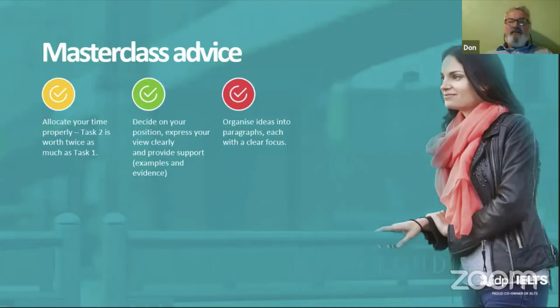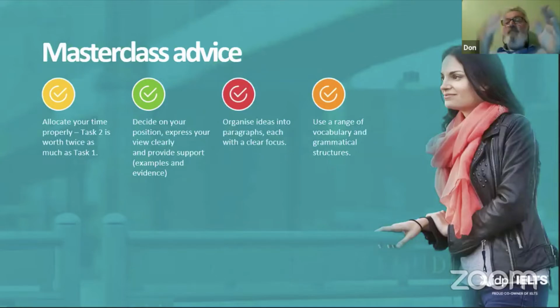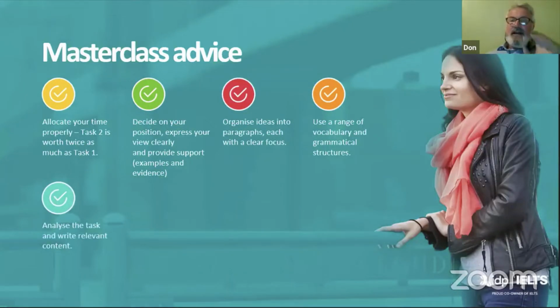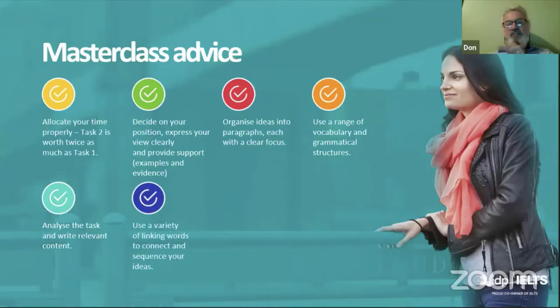Use paragraphs, and each paragraph will have one central idea in it, which you will explain and support. Make sure that you use a range of vocabulary and grammar. Simple words, more unusual words. Simple sentences and longer sentences. Make sure that you understand what you are being asked. What is the task? Make sure that you use a variety of linking words, not just first, second, third, but given that this is so, if, then.